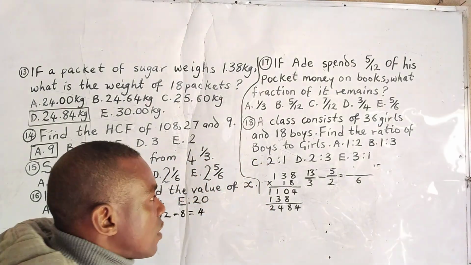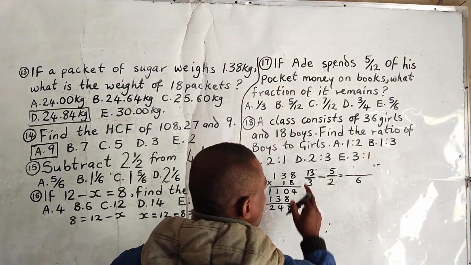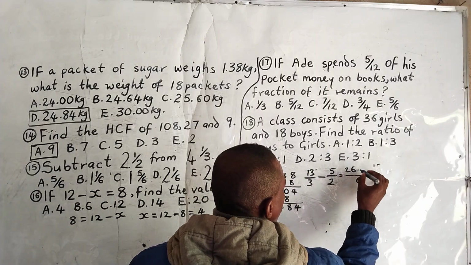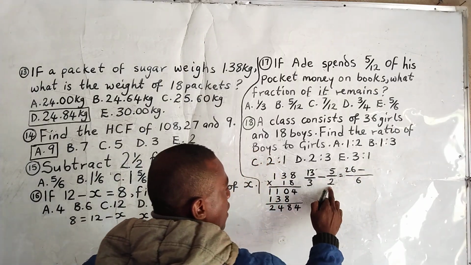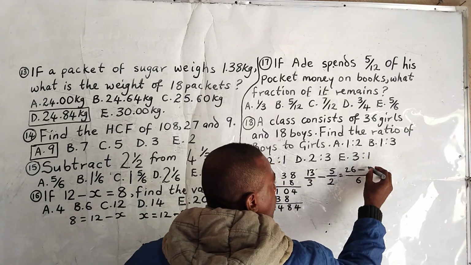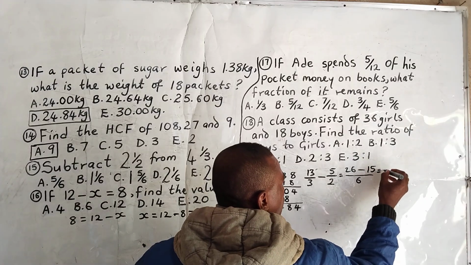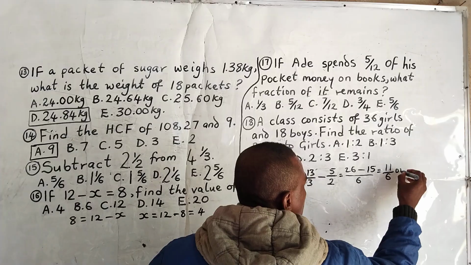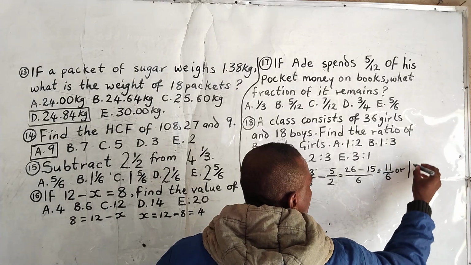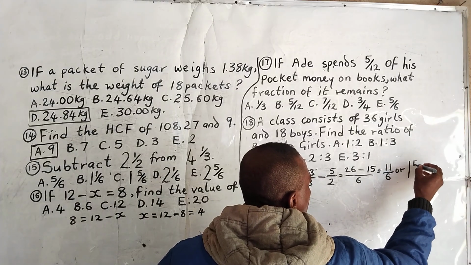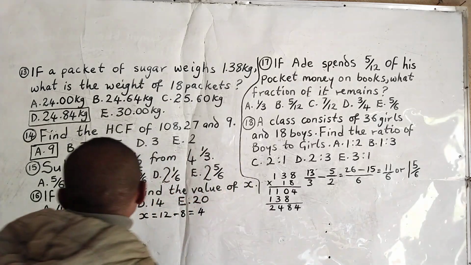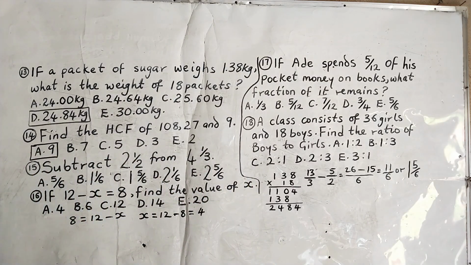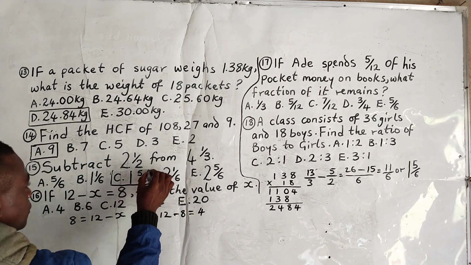6 divided by 3 will give us 2. 2 multiply this will give us 26. Minus, 6 divided by 2 is 3. 3 multiply this will give us 15. So if you subtract this, it will give us 11 over 6. Or you can change it to a mixed fraction. It will become 1 whole number 5 over 6. So the answer to this question is option C.